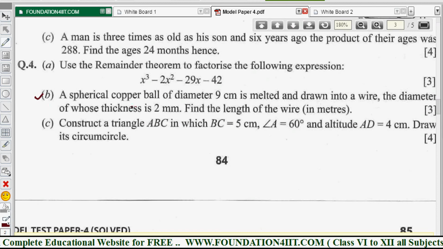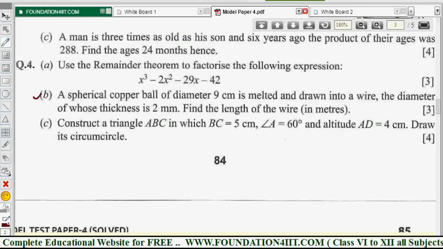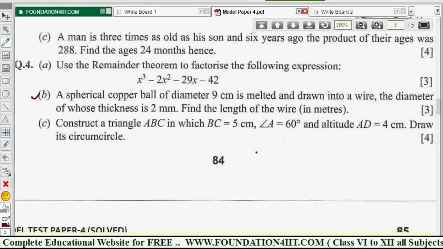From mensuration: a spherical copper ball of diameter 9 centimeters is melted and drawn into a wire whose diameter, or thickness, is 2 millimeters. Find the length of the wire in meters. Okay, let's take the sum. So diameter is 9 centimeters, which means radius is 9 by 2 centimeters.